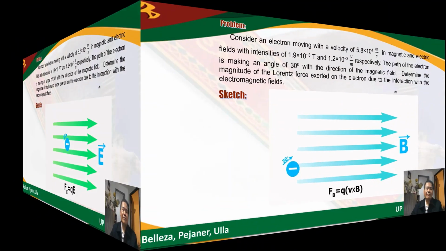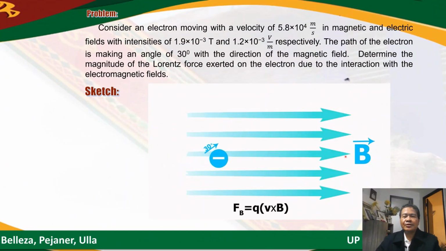We can have another sketch. This time, instead of your electric field, we now have your magnetic field B, and the same, but of course, we should expect that the electron will now move in a circular path. F_B now, which is the magnetic force to be specific, is equal to the product of the charge of the particle, in this case, the charge of the electron, times the cross product of velocity V and the magnitude of your magnetic field, big letter B.